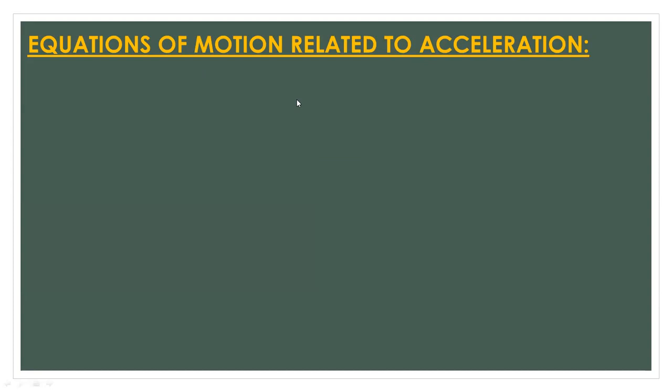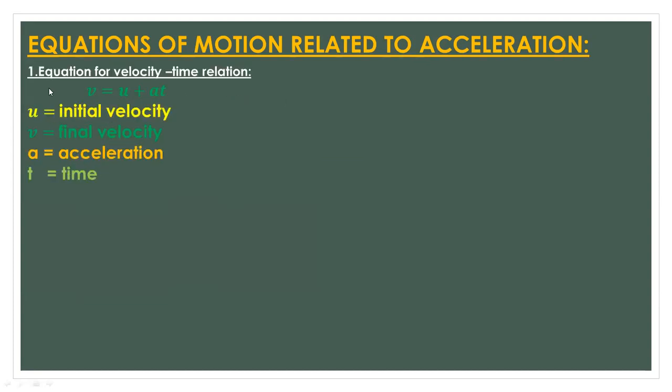Right, next one is equations of motion related to acceleration. From this we have a first equation, that is the velocity-time relation. From the velocity and time relation we have a great equation, that is v is equal to u plus at. Whatever the symbols we are representing here, u is the initial velocity, v is the final velocity, a is acceleration, t is time.